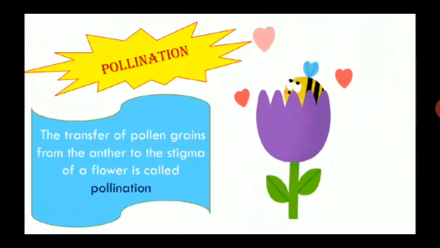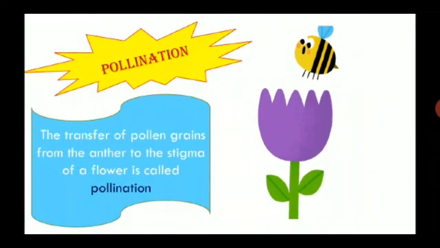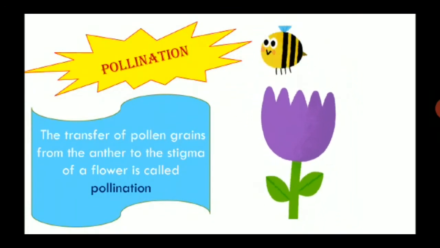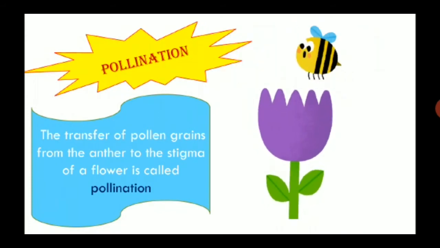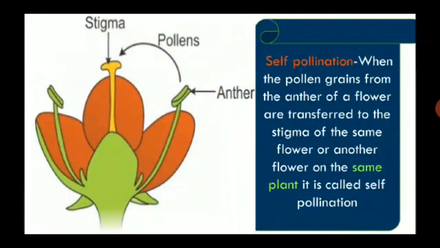Now, let us discuss about pollination. The transfer of pollen grains from the anther to the stigma of a flower is called pollination. Now, let us discuss about its types. First of all, we'll discuss about self-pollination. When the pollen grains from the anther of a flower are transferred to the stigma of the same flower or another flower on the same plant, it is called self-pollination.